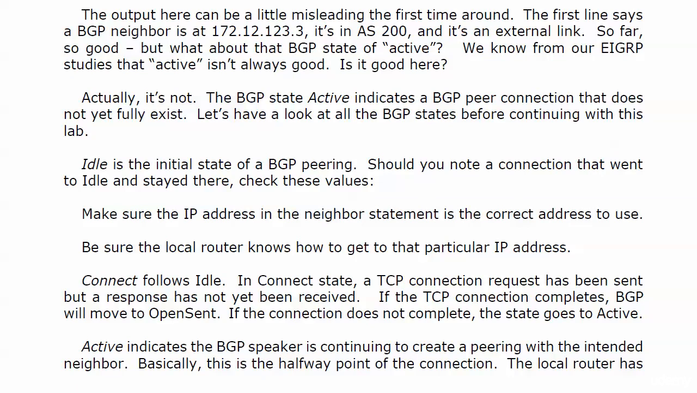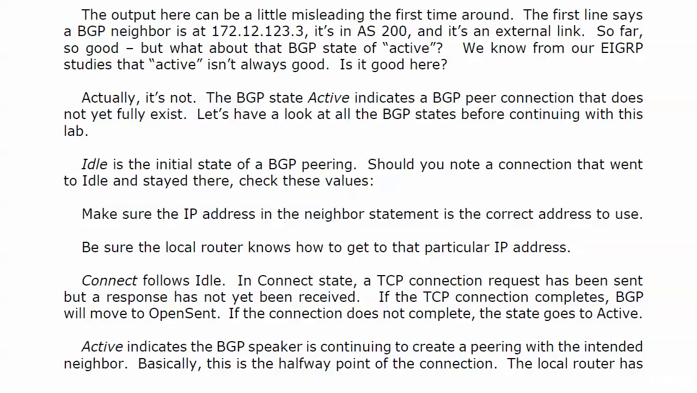Make sure that the IP address in the neighbor statement is the one you meant to use. I know that sounds silly, but everybody mistypes a number sooner or later. I do it, you do it, everybody does it. Make sure the IP address in the neighbor statement is correct, because you're going to spend 20 minutes one day troubleshooting the complicated stuff, and then you're going to come back and say, oh, I can't believe it was the neighbor statement. Check that first. Be sure the local router knows how to get to that particular IP address, because I have a feeling in some of our more advanced labs in this section, reachability may be an issue. Here it's not an issue because they're all on the 172.12.123.0/24 network.